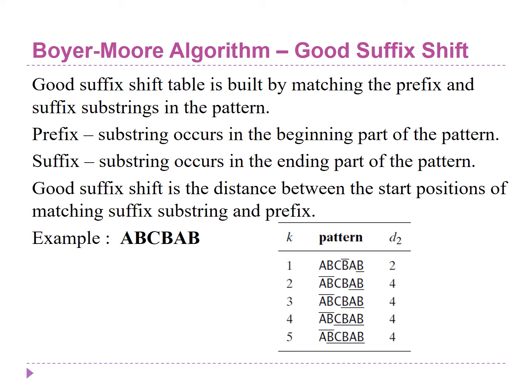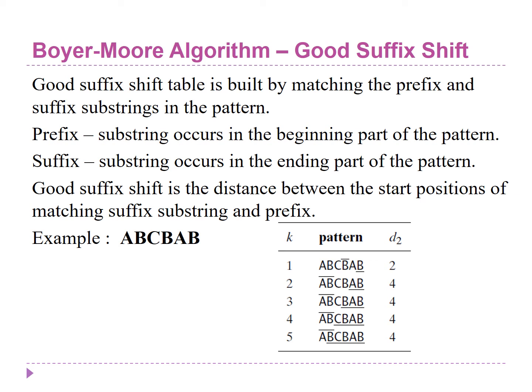The good suffix shift of the Boyer-Moore string matching algorithm is built by matching the prefix and the suffix substring in the pattern. The prefix is the substring that occurs in the beginning part of the pattern, and the suffix is the substring that occurs in the ending part of the pattern. The good suffix shift is the distance between the start position of the matching suffix substring and the prefix. Let us build the good suffix shift table for the pattern ABCBAB.